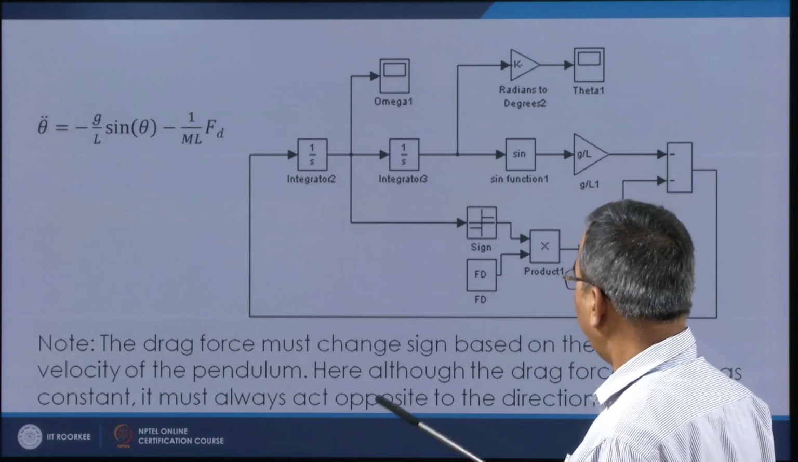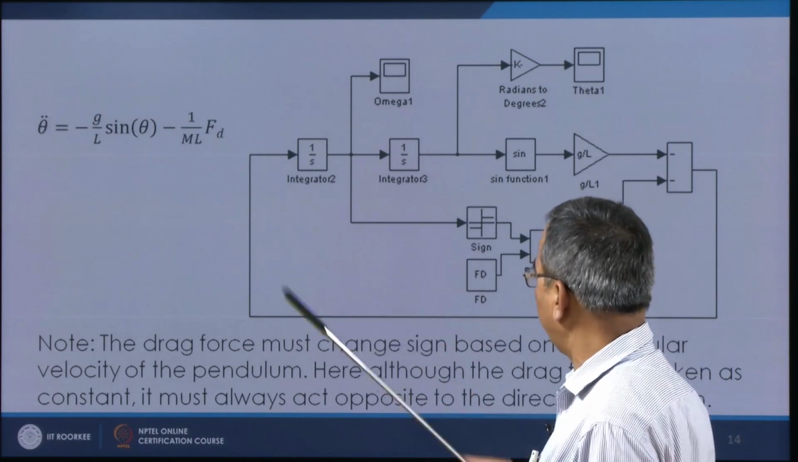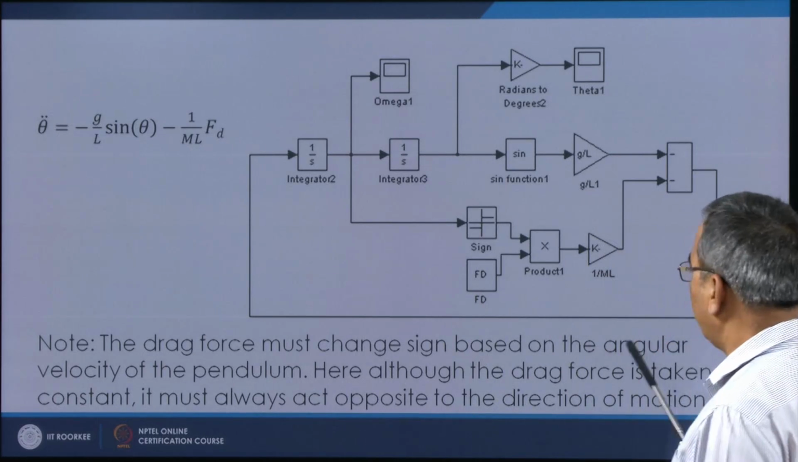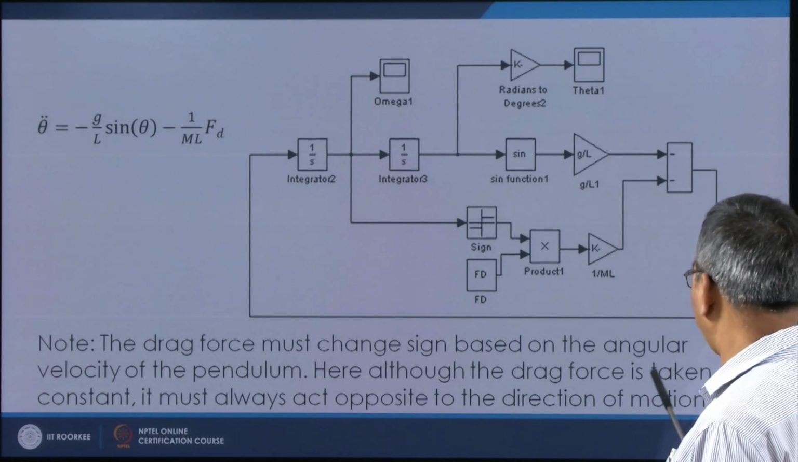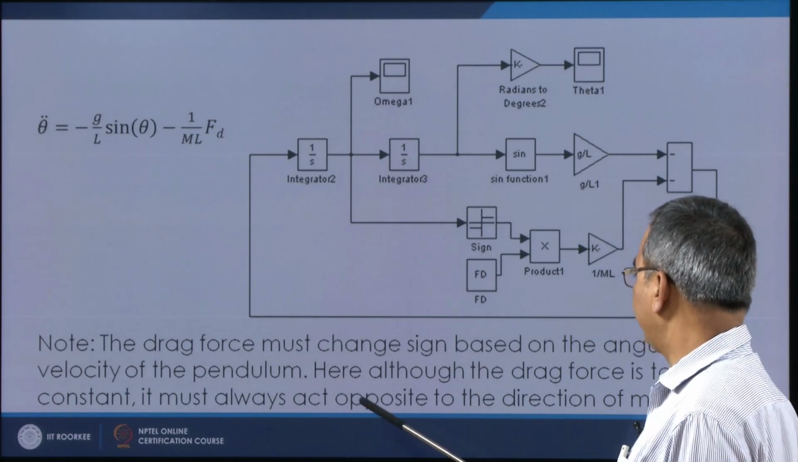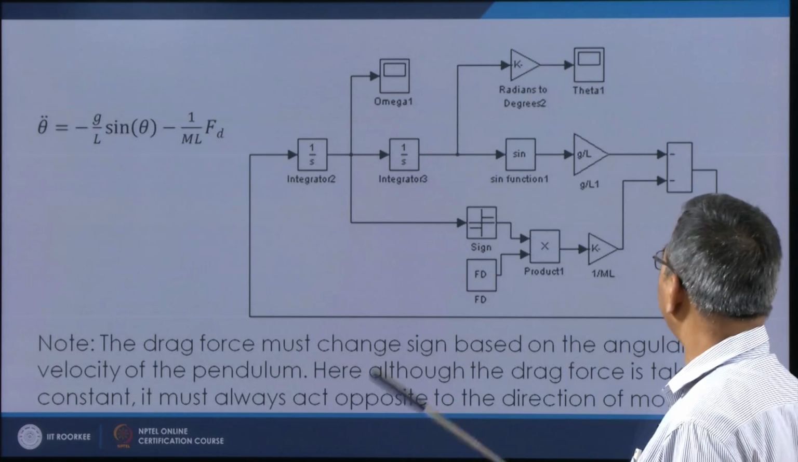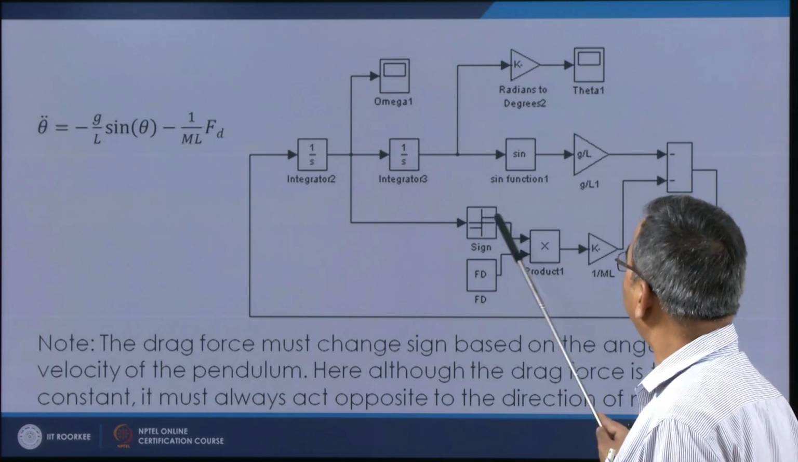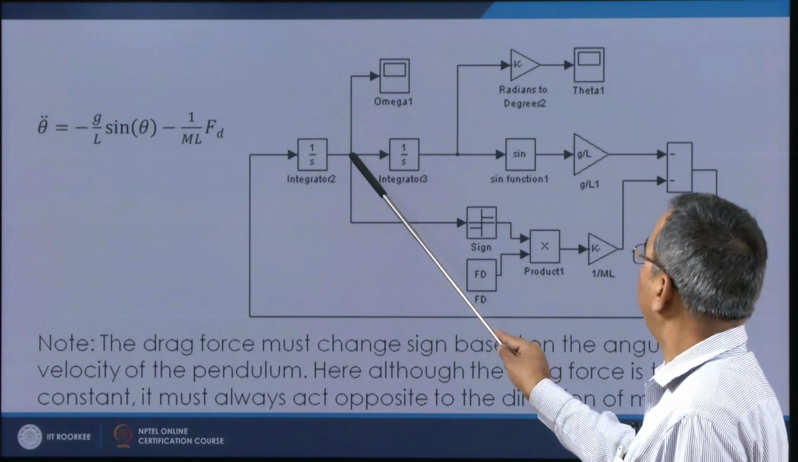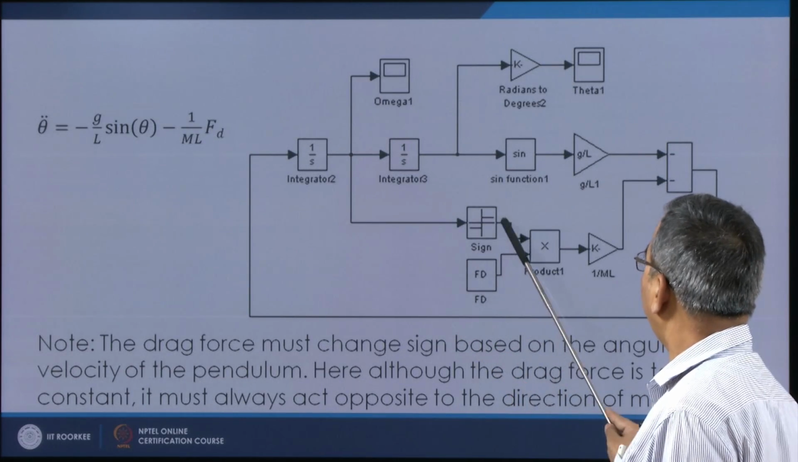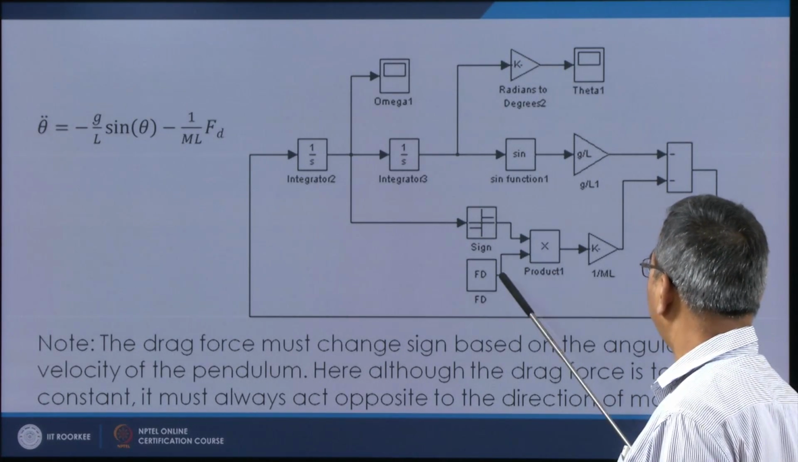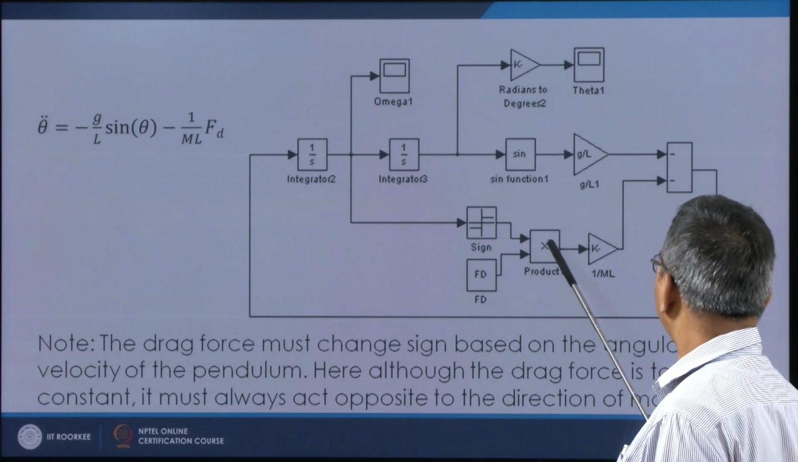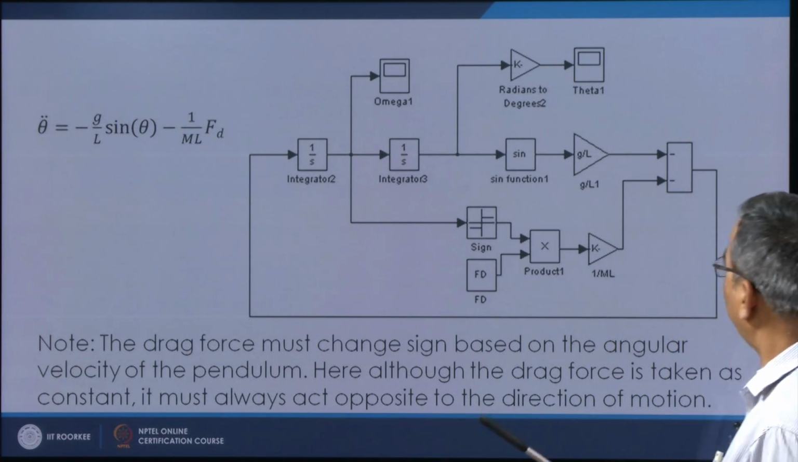Now, you see that this drag force actually changes sign based on the angular velocity of the pendulum. Although the drag force is taken as constant, it must always act opposite to the direction of motion. To take care of that, we take the omega here, put a sign here, and then this is multiplied with the Fd value. This is how it is done.